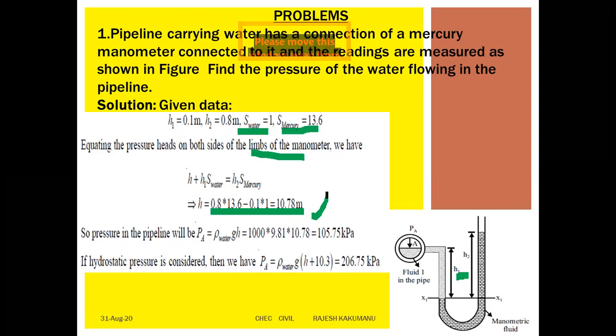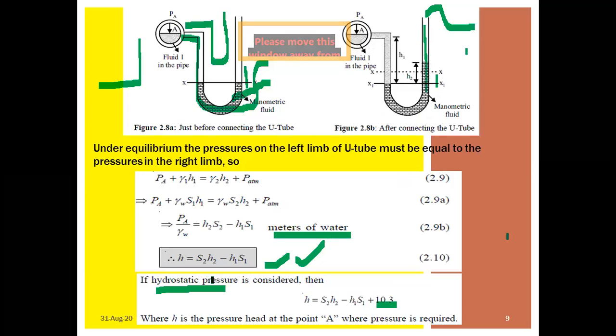Next, let's find the pressure. Pressure in the pipeline, PA, is equal to rho of water into g into h. Pressure in the pipeline is equal to rho g h, the old formula. Now rho of water is equal to 1000, g is equal to 9.81, into whatever the h is given, is 105.7 kilopascals.